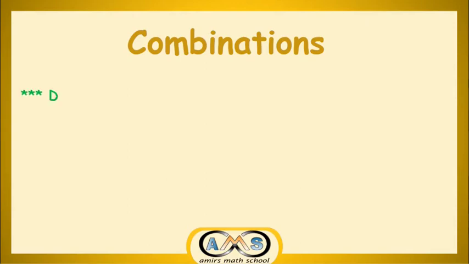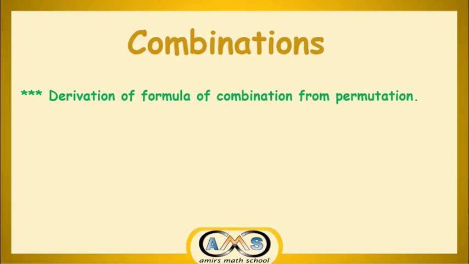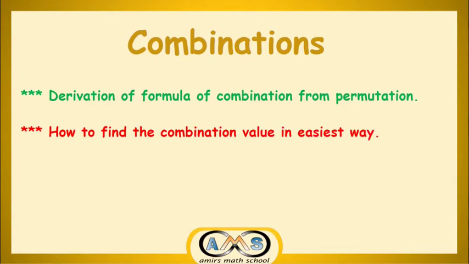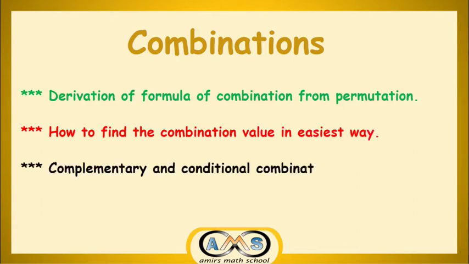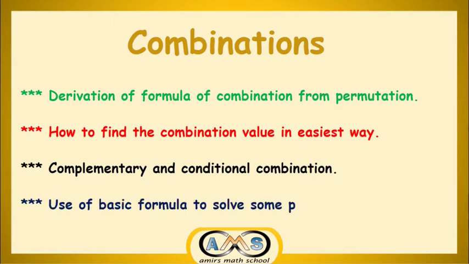Number 1. Derivation of formula of combination from permutation formula. Number 2. How to find the combination value in easiest way. Number 3. Complementary and conditional combination. And number 4. Use of the basic formula of combination to solve some problems.